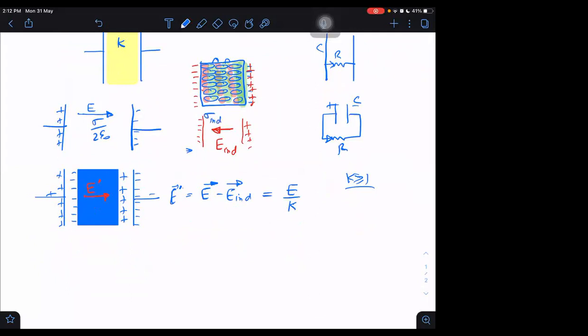Sir, when E net bar is equal to E bar minus E induced bar, why is it negative again? You said the induced field is in the backward direction, and the original is in the forward direction. We have taken vectors. The vector sum of these two, if I have to take, then it will become this only.